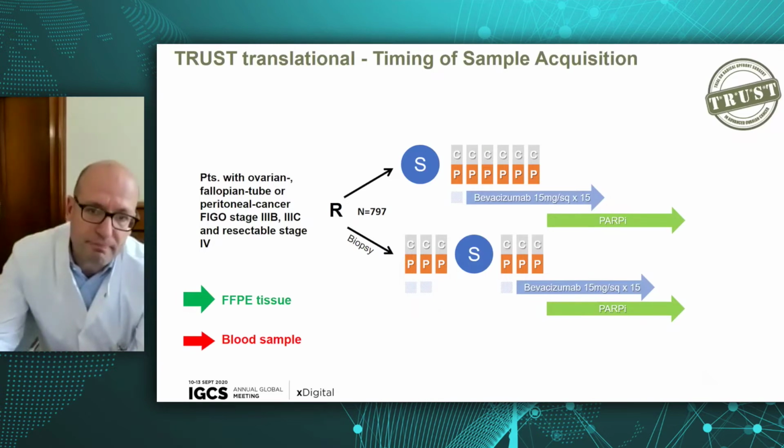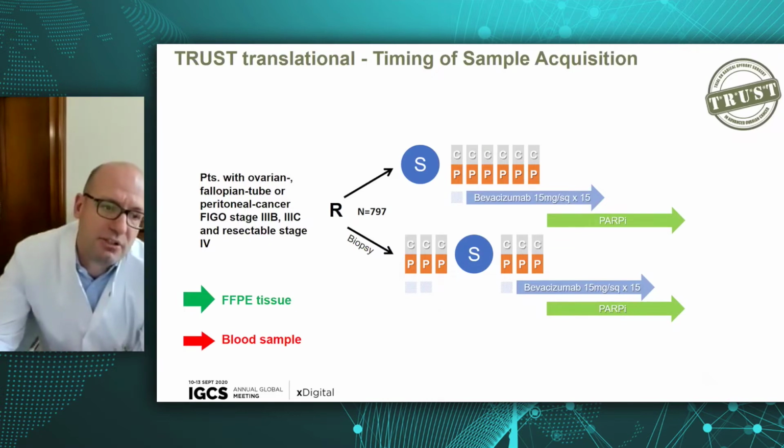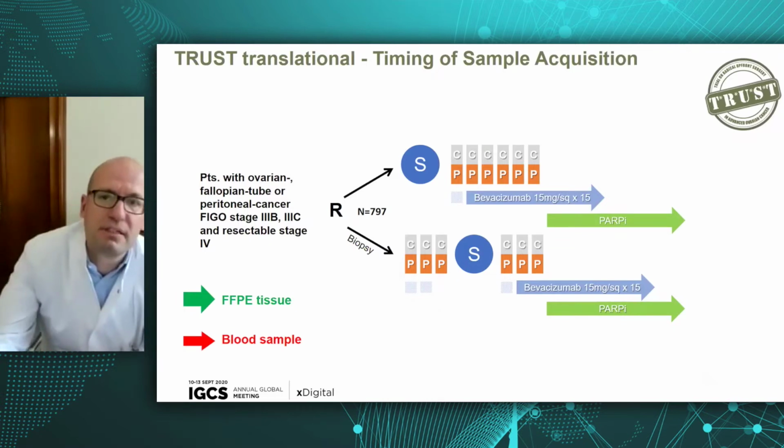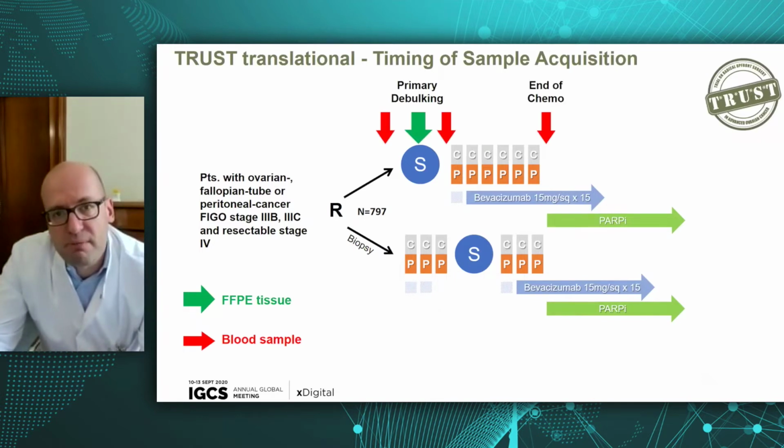And if you look at the two different arms, we collected for this TRUST translational project tissue as well as blood samples. And in the primary debulking arm, we collected blood prior to the surgery, prior to the start of chemotherapy and at the end of chemotherapy. And tissue, there was, of course, only one time that we were able to collect tissue during the primary surgery.